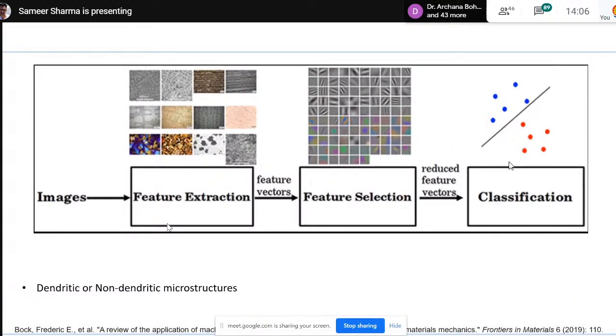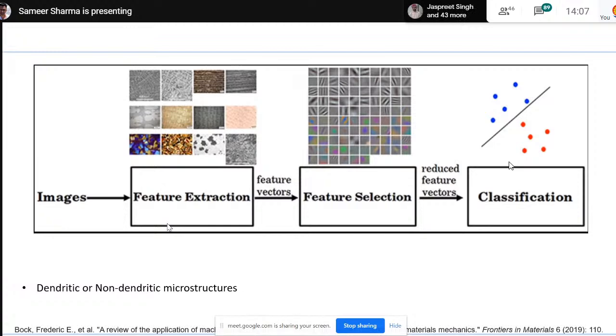Another example is, if some of you have worked in microstructure, whether a microstructure is dendritic or non-dendritic. Again, there they use classification. My point of all this is to instill a sense that this dog to cat classification has far-reaching implications in the mechanical field.